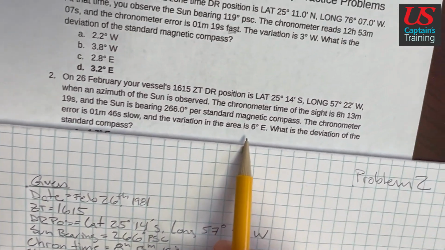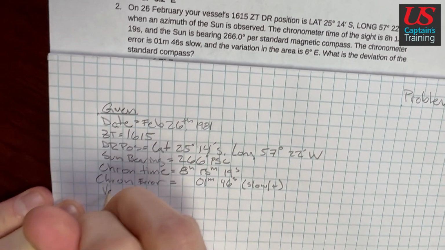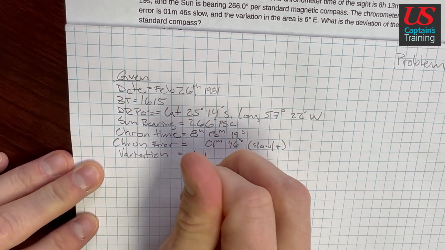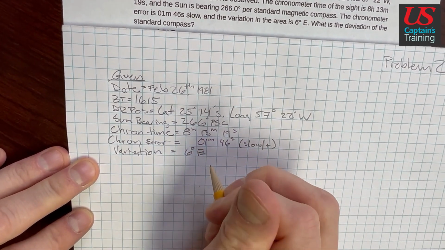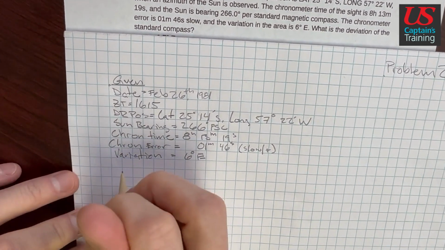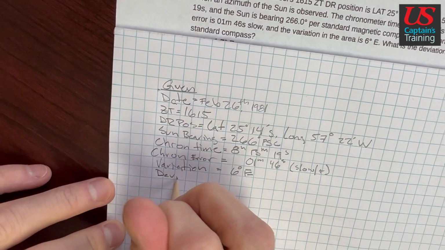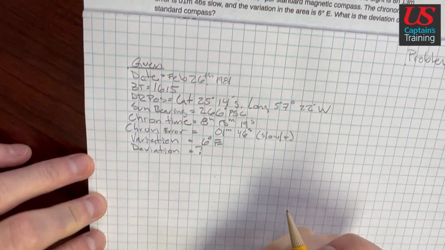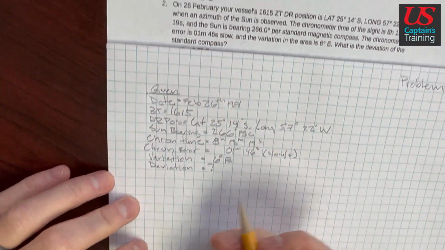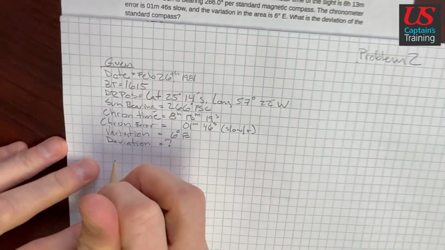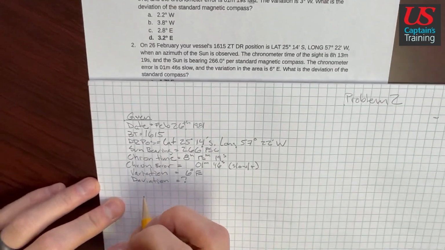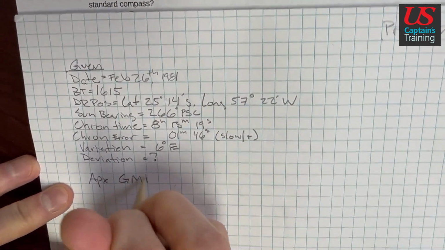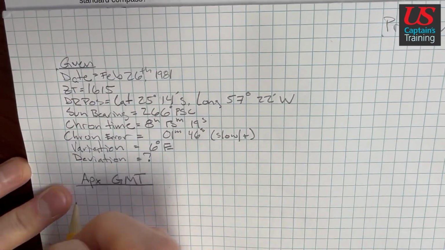And the variation is 6 degrees east. And it asks, what is the deviation? So we need to find deviation. Now, the first thing we can do is find the approximate GMT using our zone time and longitude. We'll just make sure we're in the right ballpark.